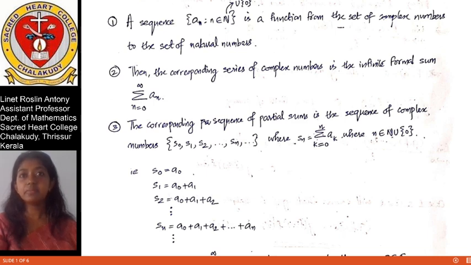The paper name is Complex Analysis and the code is MTH3C12. We are following the textbook Functions of One Complex Variable, which is authored by J.B. Conway.